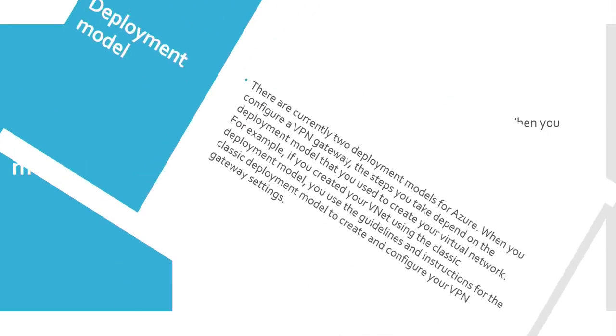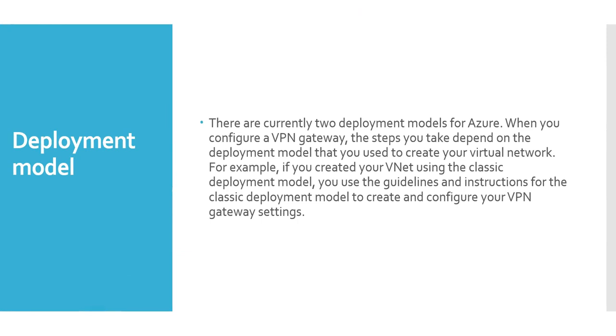Then we have deployment model. There are currently two deployment models for Azure. When you configure a VPN gateway, the steps you take depend upon the deployment model that you use to create your virtual network. For example, if you created your VNet using the classic deployment model, you use the guidelines and instructions for the classic deployment model to create and configure your VPN gateway settings.